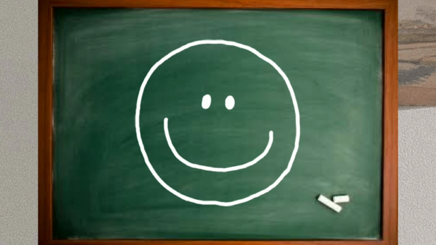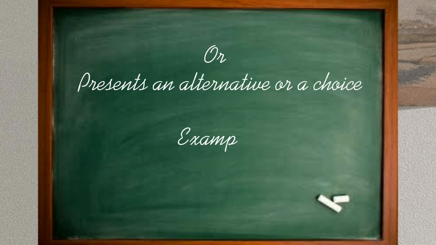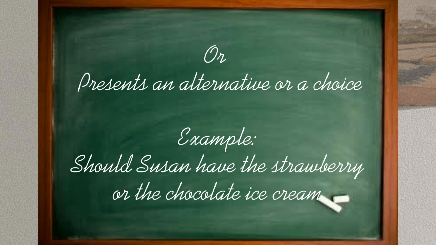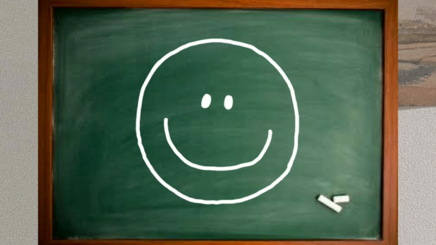Now, you got it. So let's proceed to the next conjunction, and that is or. The conjunction or presents an alternative or a choice. For example, should Susan have the strawberry or the chocolate ice cream? In other words, the conjunction or gives you different alternatives or different choices. So now you got it.